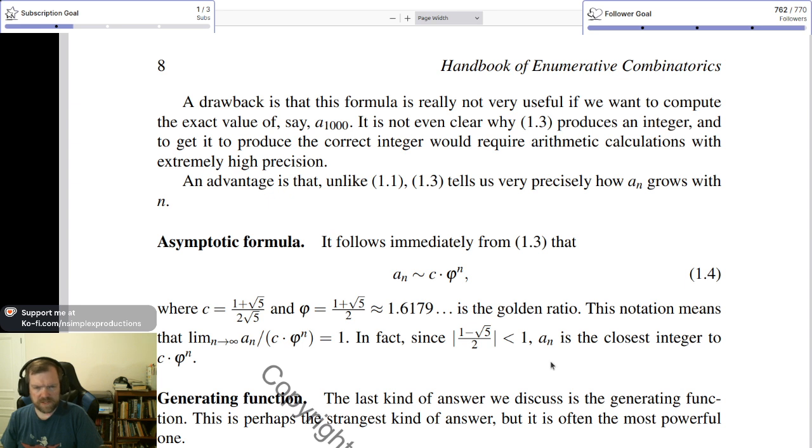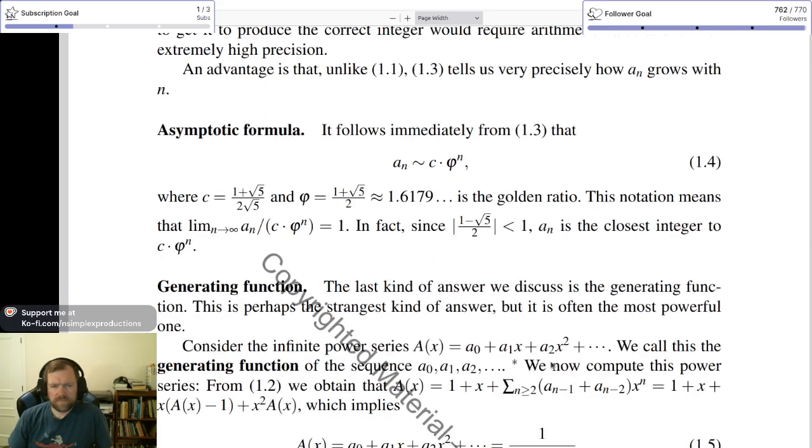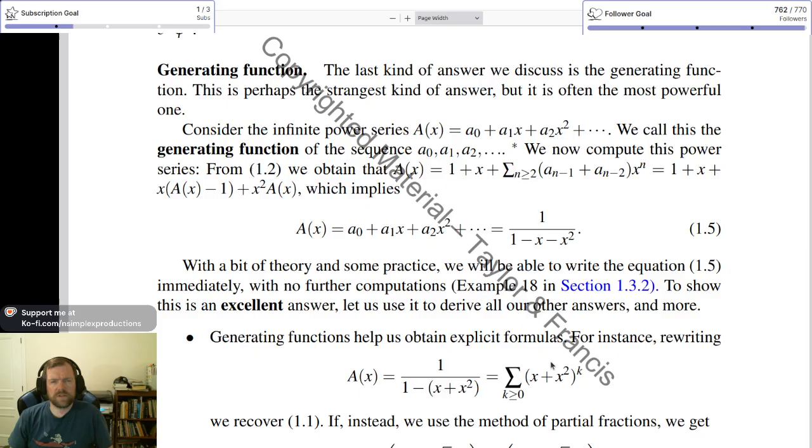And in fact, since (1 - √5)/2 is less than 1 in absolute value, a_n is the closest integer to c times phi to the n. Generating function. The last kind of answer we discuss is the generating function. This is perhaps the strangest kind of answer, but is often the most powerful.